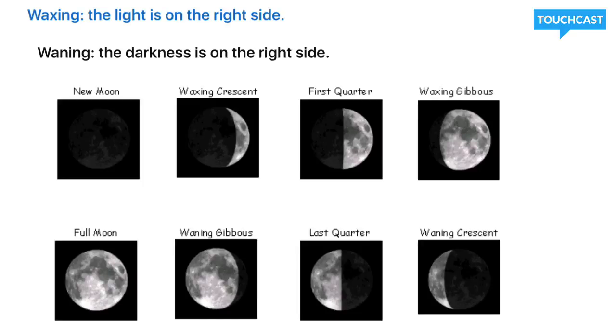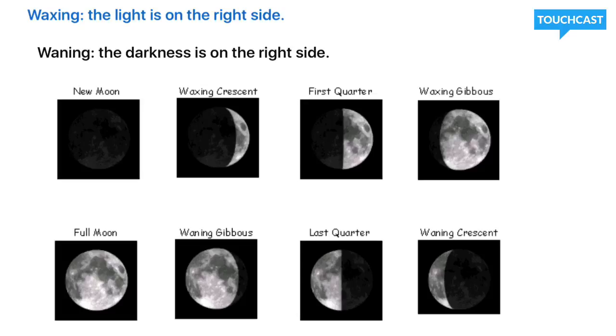Now, the first thing you need to be able to figure out is waxing versus waning. Waxing means it's getting bigger, meaning the moon is going to be getting bigger throughout this phase of the cycle. Whereas waning means it's going to be getting smaller, decreasing, meaning the darkness is going to be moving across the moon, and as the cycle goes along, the moon will be getting smaller.